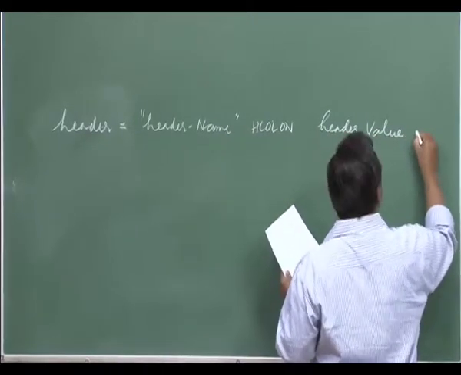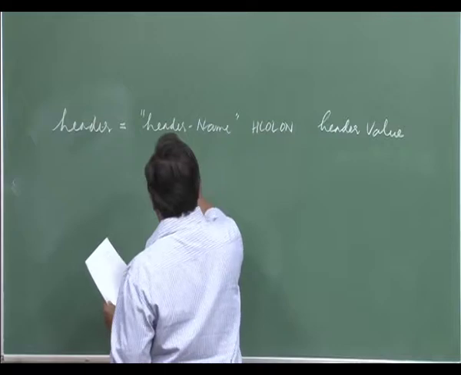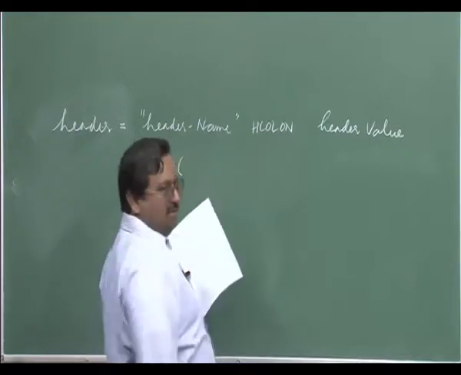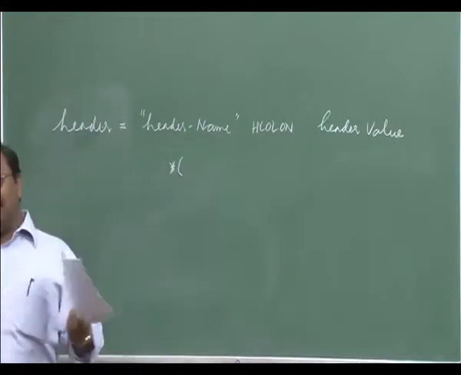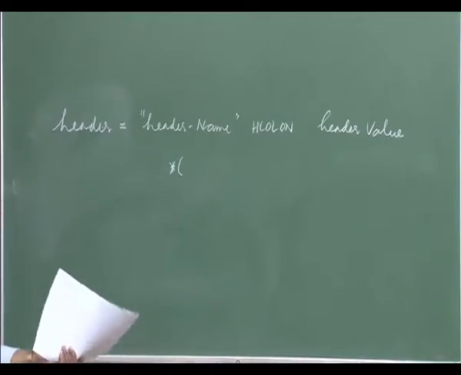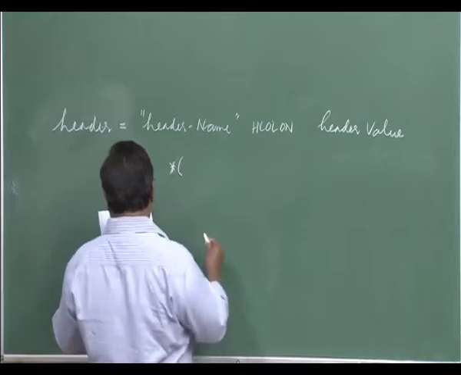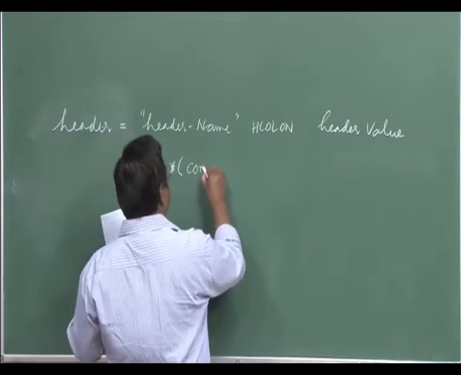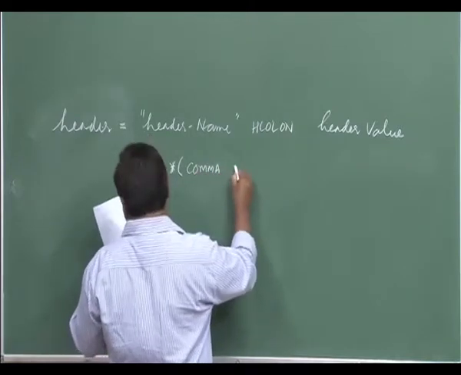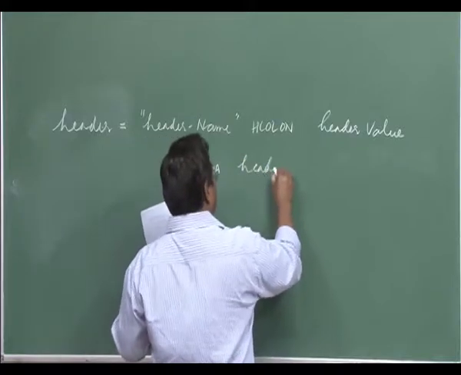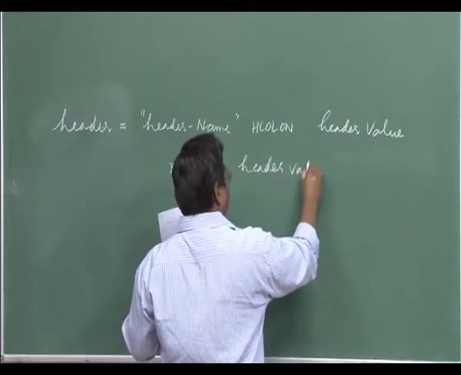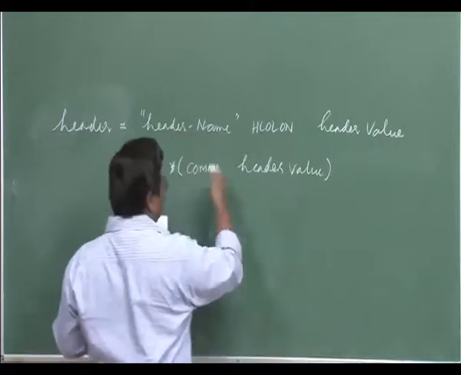Header value, so a star actually shows that there can be a variable number of parameters, a variable number of values which can exist. Field value, there will be a comma, so this can repeat.